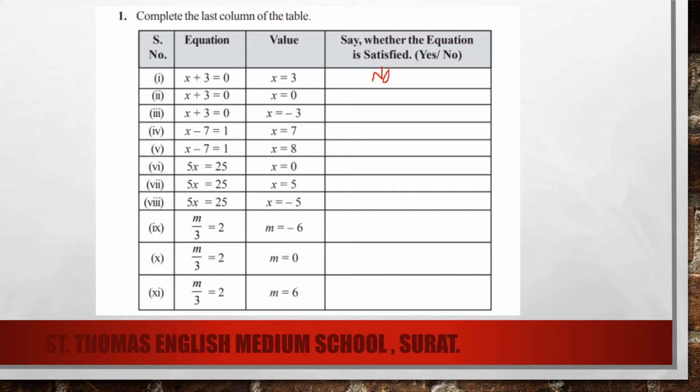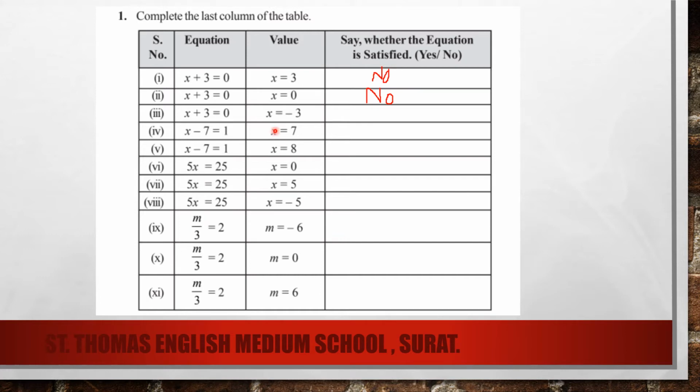Second one. x plus 3 is equal to 0. And what is the value of x? 0. So you have to substitute x is equal to 0 in the equation. That is LHS is x plus 3. So 0 plus 3 that is 3. Again 3 is not equal to 0. So LHS not equal to RHS. So again you can write here no. Okay. Both are equal, then you can say yes. Otherwise no.